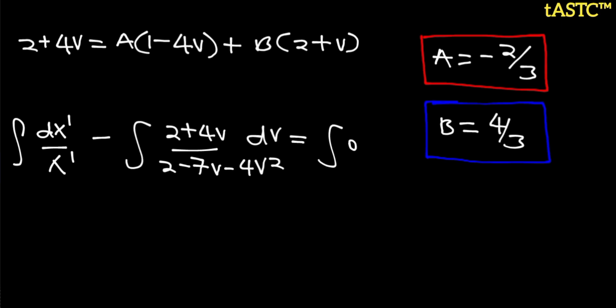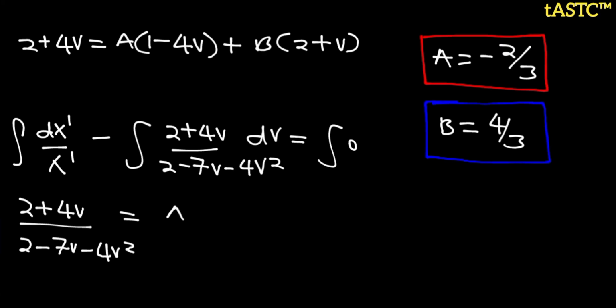So that means we have actually found what the fractions should be. Okay, so we said that (2 plus 4v) divided by (2 minus 7v minus 4v squared) was equal to a divided by (2 plus v), and we also had that that should be plus b divided by (1 minus 4v). Now we know what the a is.